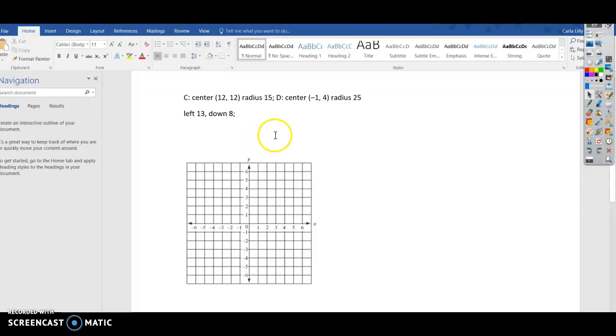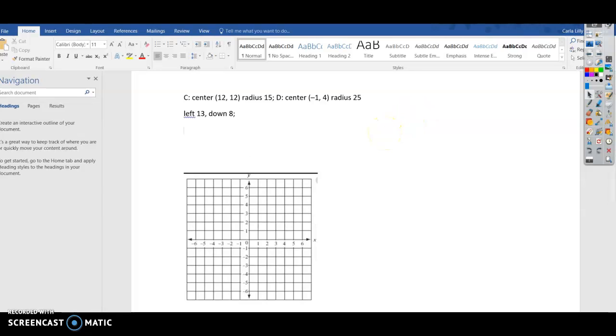Okay, now how do we get from 15 to 25? Okay, so we're going to look at the difference of the radius. So if we have, let's look at one that's just a little bit simpler. So think about if you have a radius of 3 and a radius of 6. Well, 6 is twice as big as 3. So we'd have to use a dilation of 2 to make 3 twice as big to equal 6.